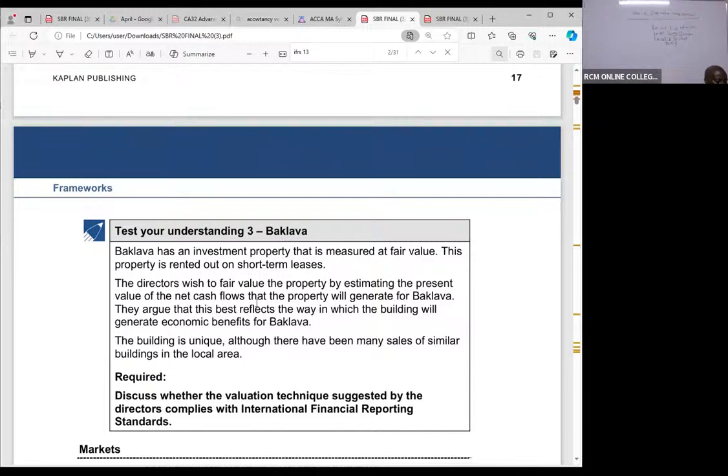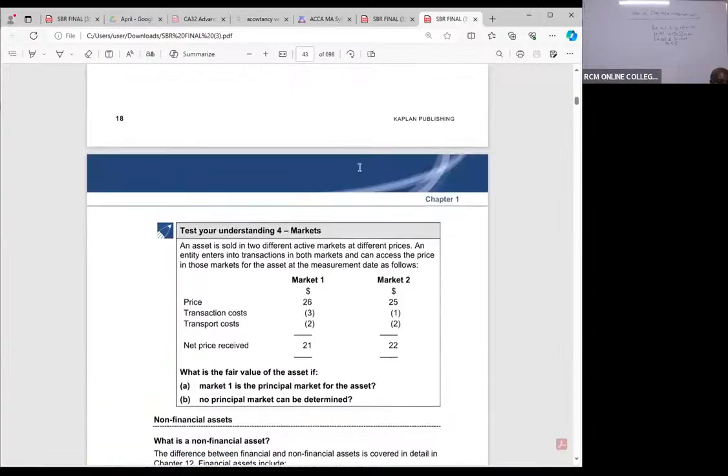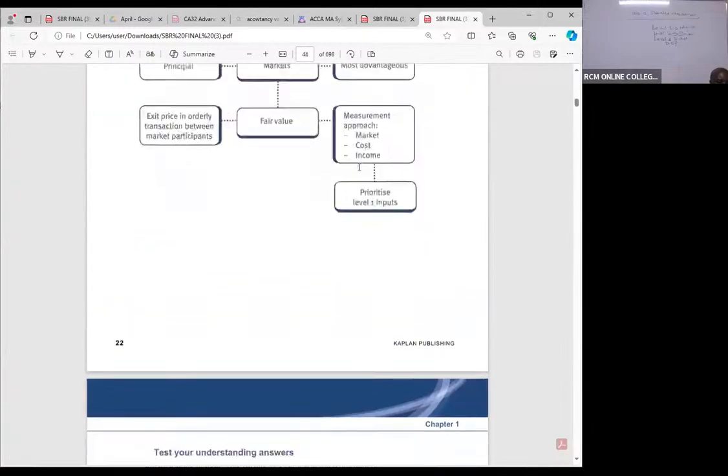A very, very unique asset, where we've got nothing close by to it that has been sold in the near past. So in terms of IFRS reporting, these guys are pretty wrong. They should have used, in this case here, level 2, and you can come and see the answer here. You can see the answer.